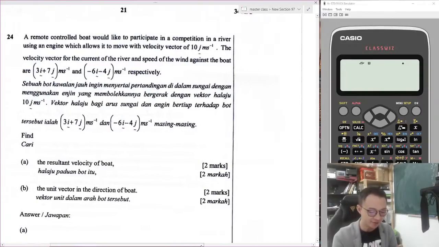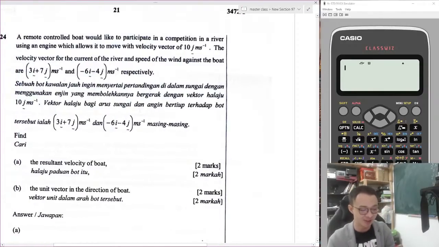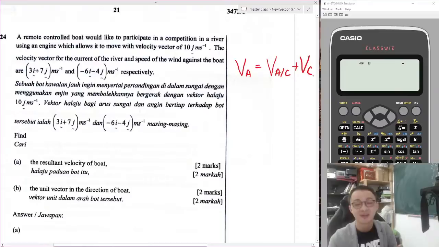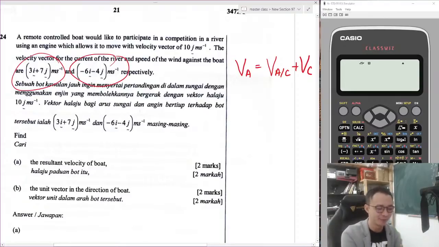Because I learned relative velocity at IGCSE. We know that in order to get the resultant velocity, this one is a resultant velocity. Normally we will use the velocity, let's call it A. This will be A relative to the current plus the velocity of the current. Current normally is either from the air or from the wind or from the water. But in this case, we have both of them.